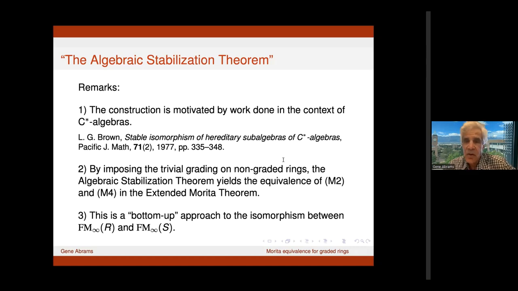Secondly, this theorem presumably works for any graded ring. In particular, if I start with an ungraded ring and I grade it in that trivial way, then we get another proof of the equivalence of the two statements in the original Morita theorem. And the third is, up until this theorem, I think it's fair to say that any conclusion that looked like FM of R and FM of S are isomorphic typically came from a top-down approach. You write down an isomorphism between big matrix rings and then you restrict. This one is actually more of a bottom-up approach. You view the FM R and the FM S rings as direct limits of nice unital subrings.